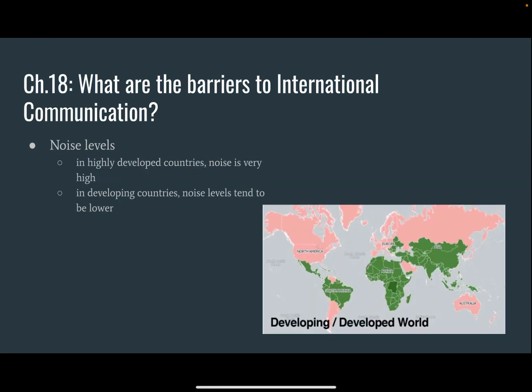And then next is noise level. Noise level is the amount of messages competing for potential customers' attention. In highly developed countries, noise tends to be high because there are more people in the market for the goods that are sold. In developing countries, noise tends to be low because businesses are not as prevalent.